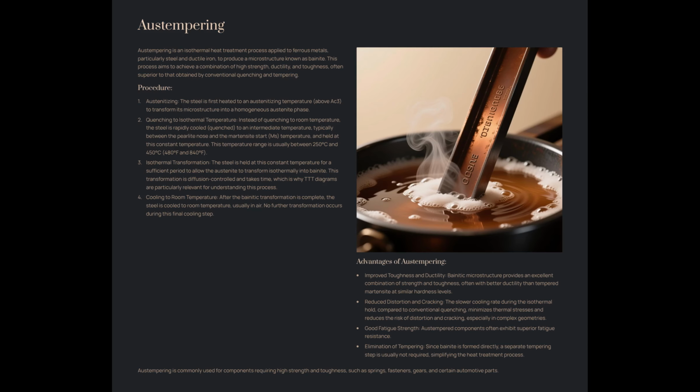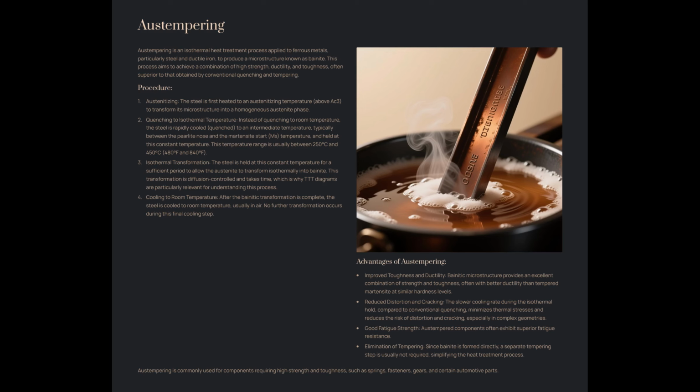Austempering is an isothermal heat treatment process applied to ferrous metals, particularly steel and ductile iron, to produce a microstructure known as bainite. This process aims to achieve a combination of high strength, ductility, and toughness, often superior to that obtained by conventional quenching and tempering.